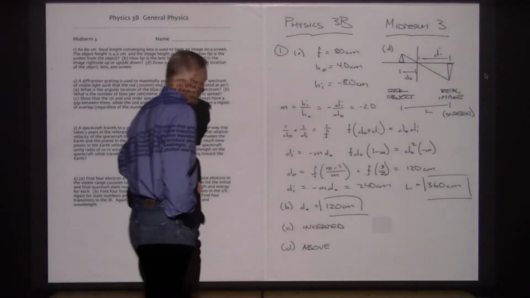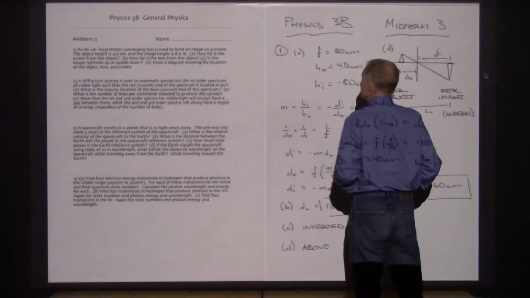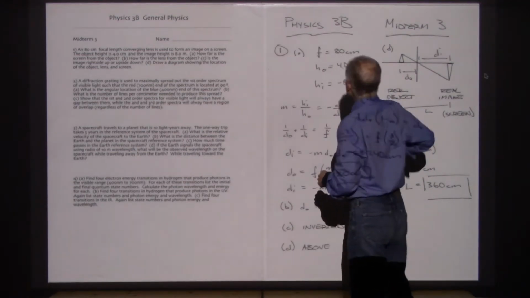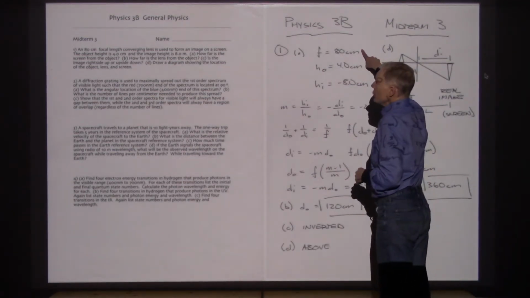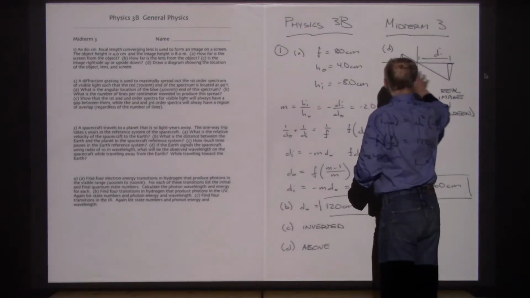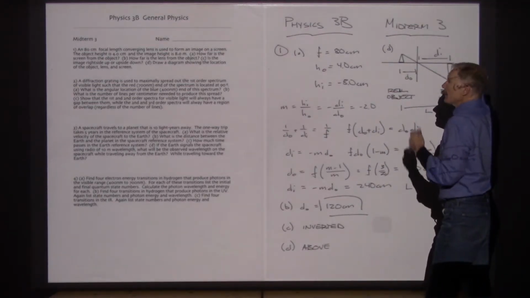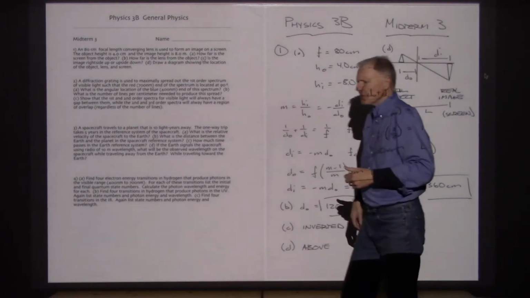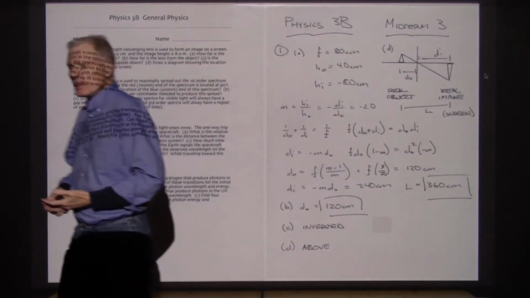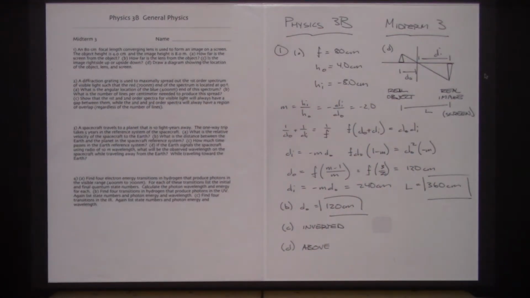We've got a lens. I'm writing down the information given. It says focal length of 80 centimeters, and it's used to create an image on a screen. Now, an image on a screen means that the image is real. So d_i is going to be a positive number.